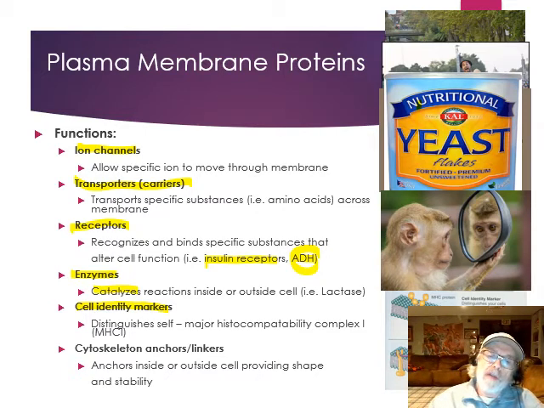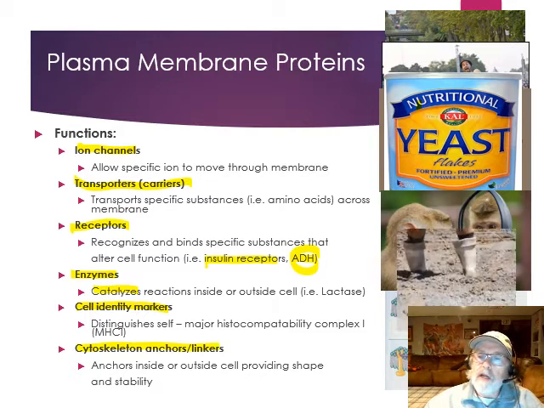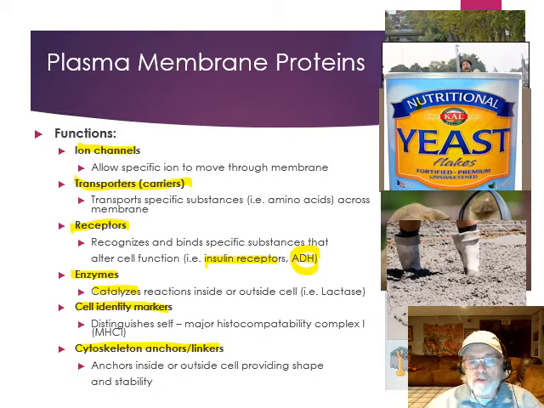The sixth type of protein we have are cytoskeleton anchors. This allows the filaments, like we talked about in our previous discussion when we talked about organelles, to anchor to the cell membrane, so the cell membrane retains some shape and structure. So it provides stability to the cell itself. So these are some of the plasma membrane proteins that we have to know about.